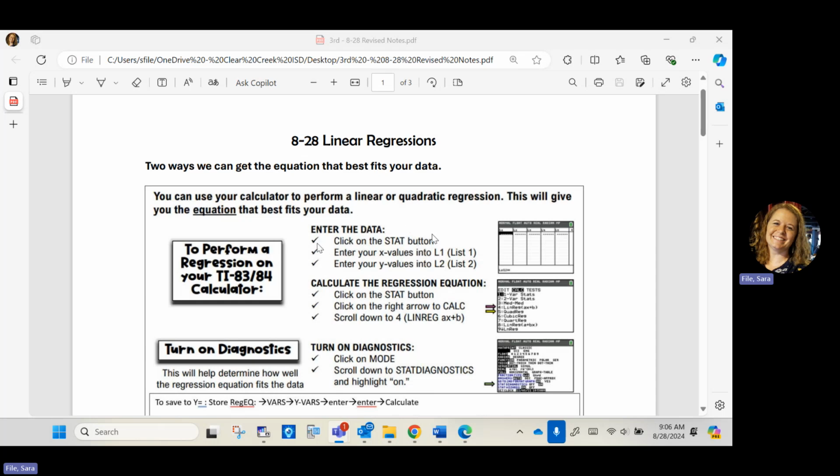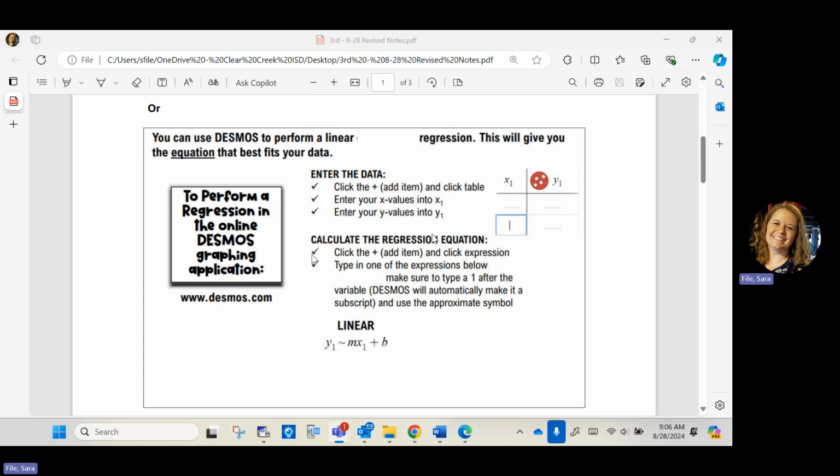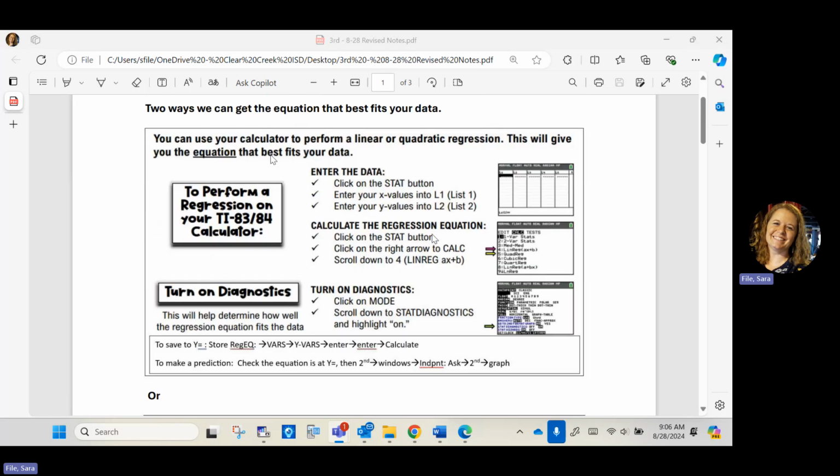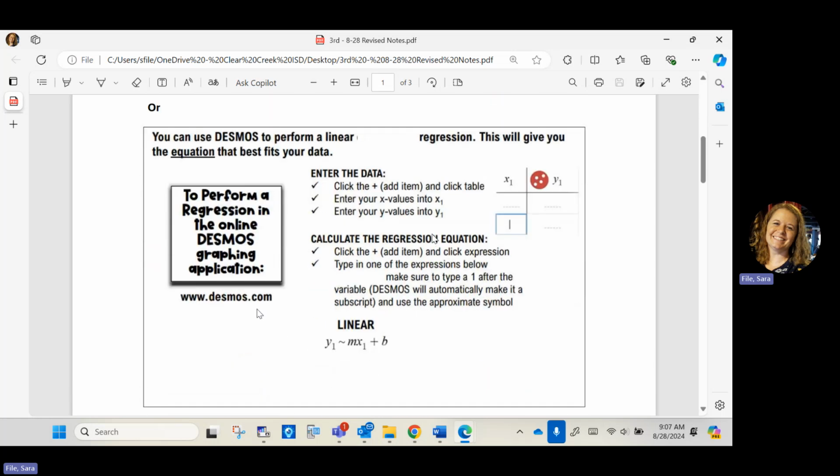On this first page of the notes, you've got two boxes. You've got the regression steps using a TI-83 or TI-84 if you have a graphing calculator of your own. We do not have a class set of these, so we're not going to be going through this process. But here are the steps if you do have your own calculator, and that's what you prefer to use over Desmos. Now, the next box are the Desmos steps.